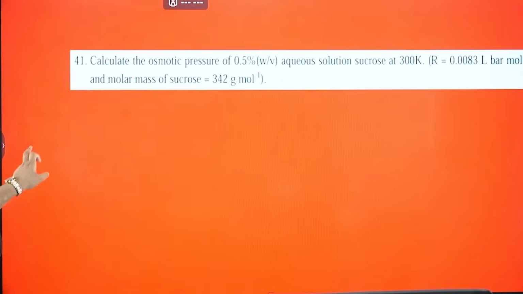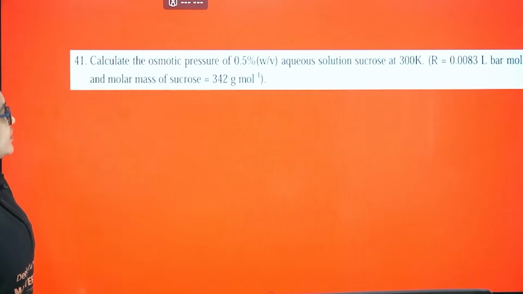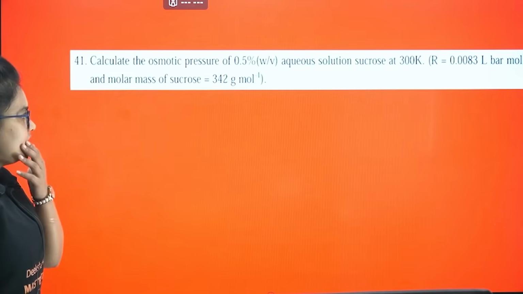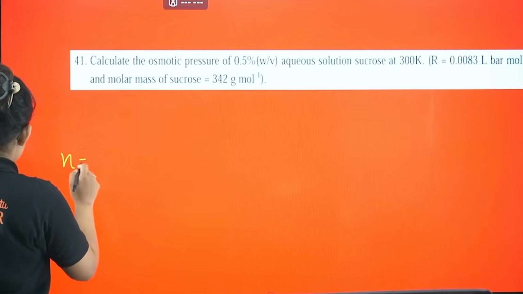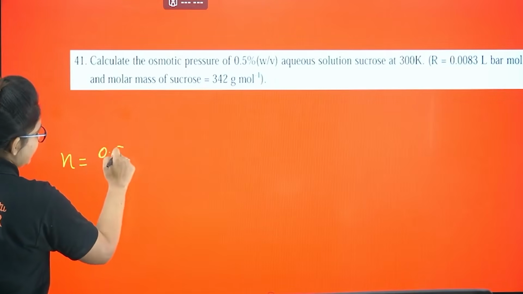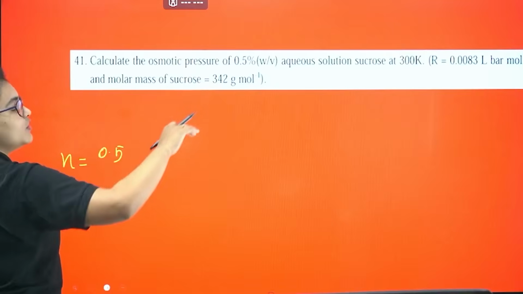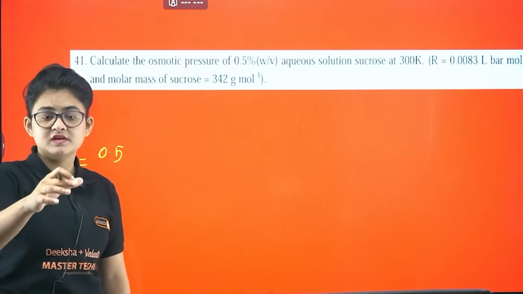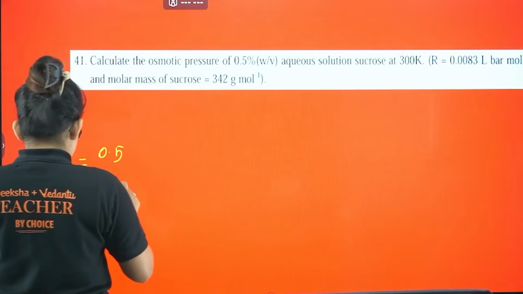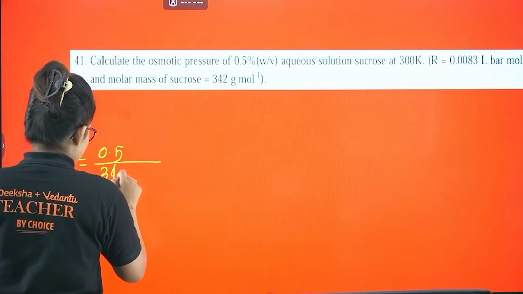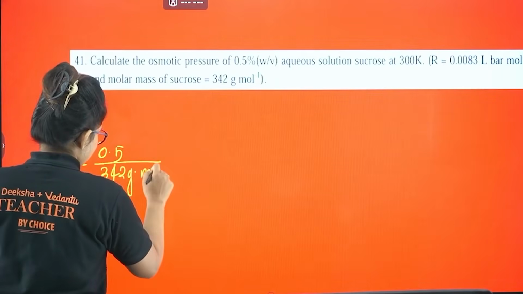Let's proceed further. Here you can see, calculate the osmotic pressure of 0.5% weight by volume aqueous solution of sucrose at 300 Kelvin, and R value is given, molecular weight of sucrose is also given. So first we will calculate the number of moles. Okay, number of moles is basically 0.5. See, 0.5% weight by volume, by default it is saying 0.5 gram of sucrose is present, right? So 0.5 divided by 342 gram per mole.